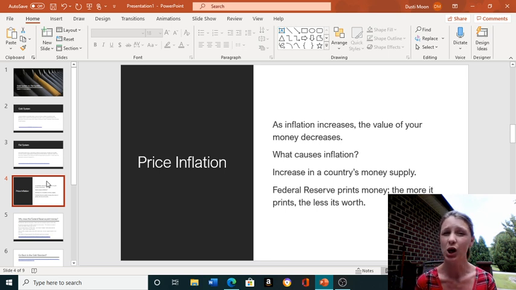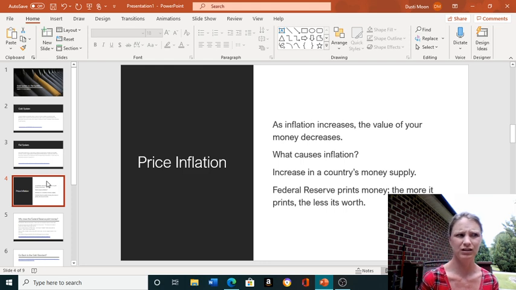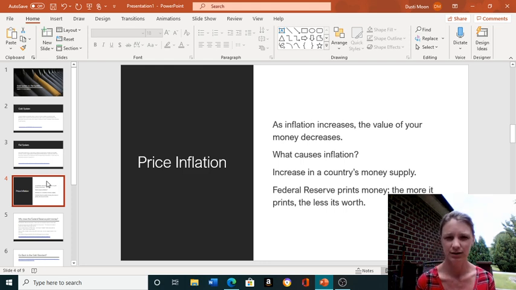So what causes this inflation? An increase in a country's money supply. So how do we increase our money supply? Well, the Federal Reserve prints it, okay? The more it prints, the less it's worth, okay? So it's kind of like supply and demand, right? When you don't have a whole lot of something, it's worth a lot. But when you have a whole lot of something, it's not really worth a lot, okay?